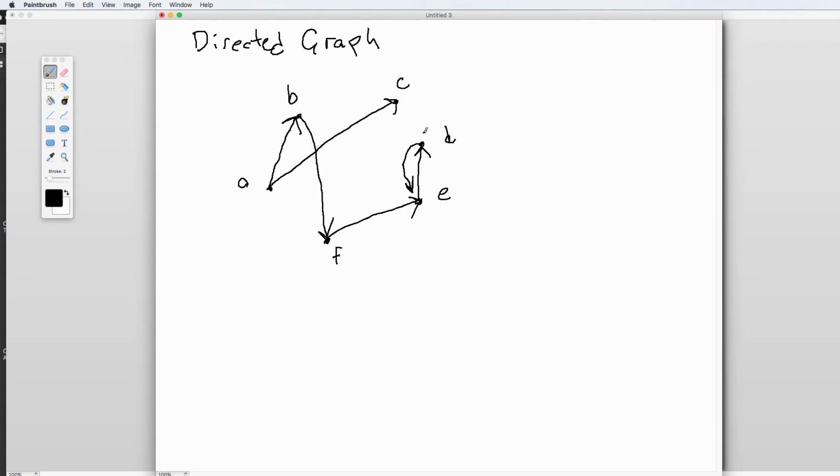I hope that's clear. So anyway, the notation here is going to be a little bit different. Now, the vertex set is still going to look the same. So here it's going to be A, B, C, D, E, F.